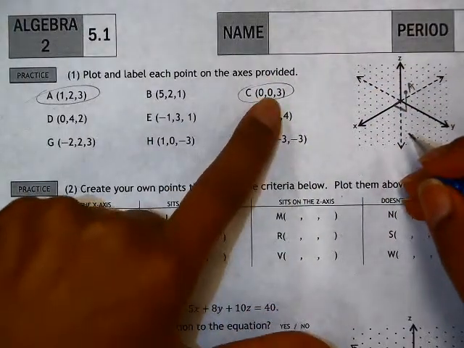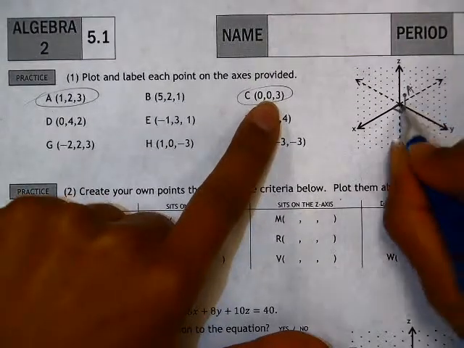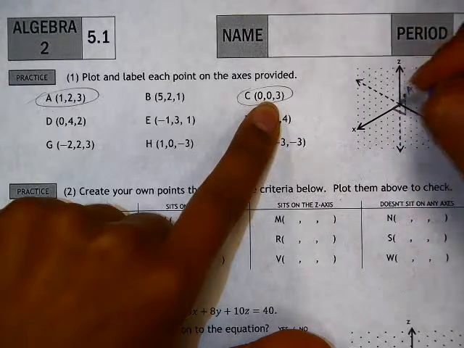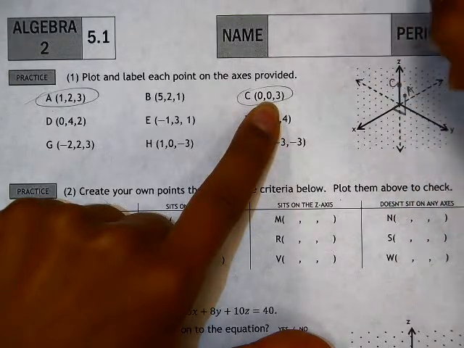The x and the y values are both zeros here. So in the x direction, I'm not going to go anywhere. Same in the y direction, I'm not going to go anywhere. And in the z direction, I'm going to go +3. So 1, 2, 3. And so here's point C.